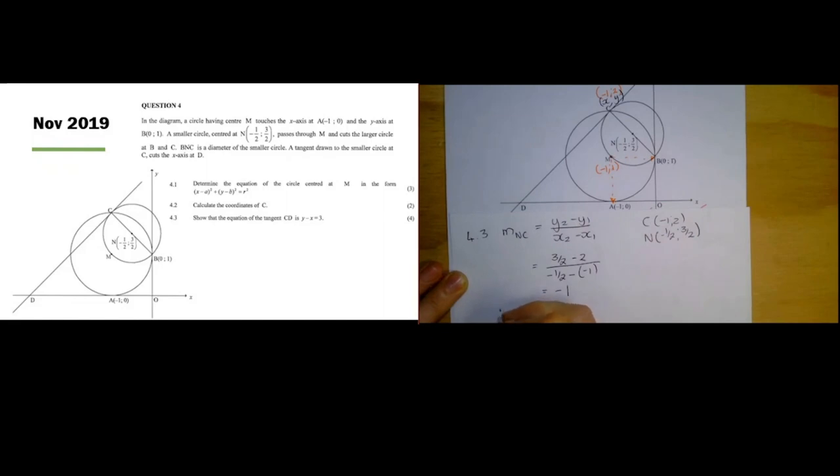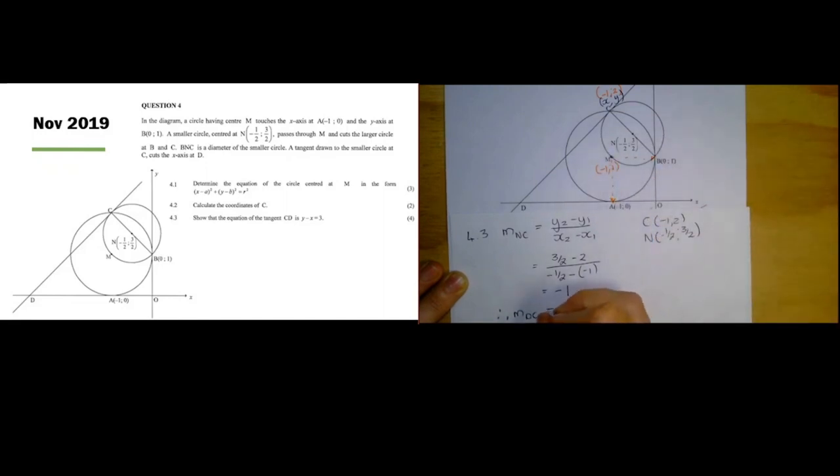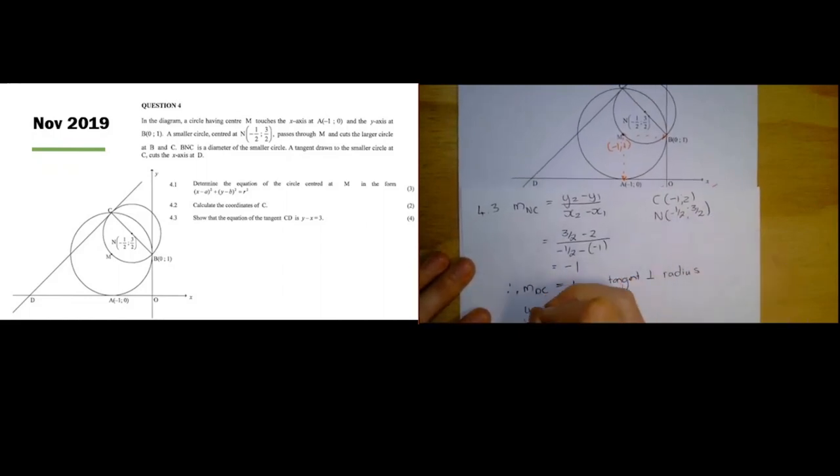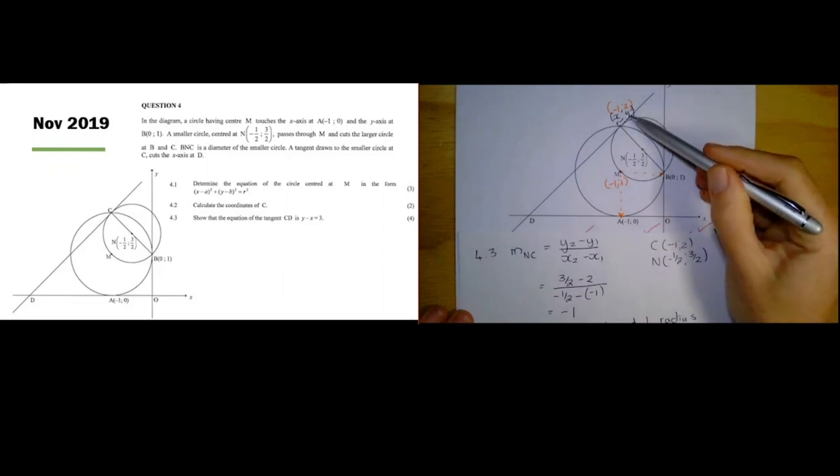So what does that mean? It means that the gradient of DC, if I multiply the gradients of perpendicular lines, I must get negative 1. So the gradient of DC must be 1. Why? A tangent is perpendicular to a radius. So we know the equation is y = 1x + c. Do I have a coordinate to sub in? Yes, I can sub in C, which we calculated was (−1, 2). So 2 = 1 times negative 1 plus c. So c calculates to be 3.